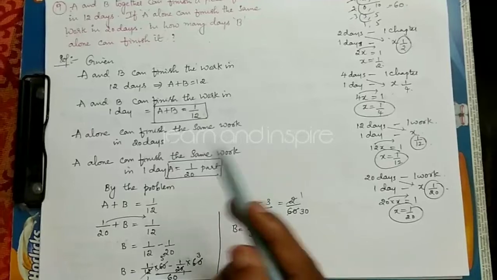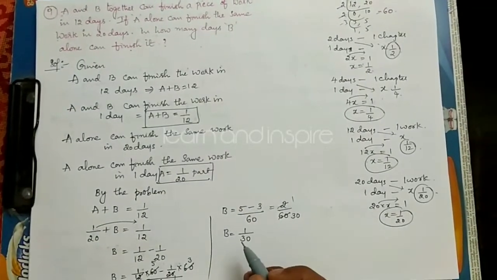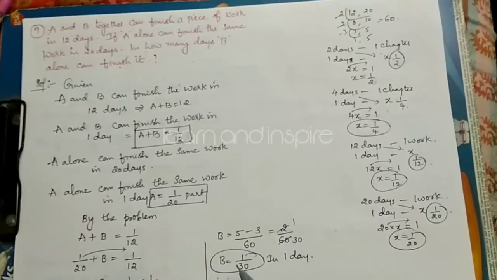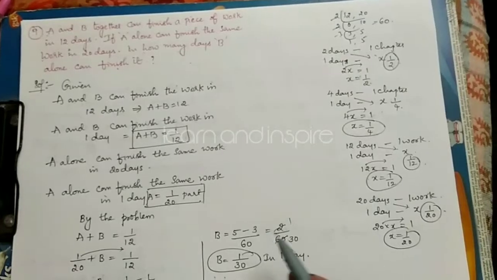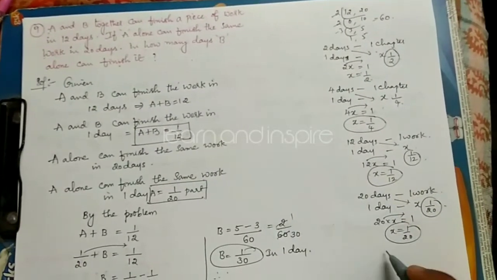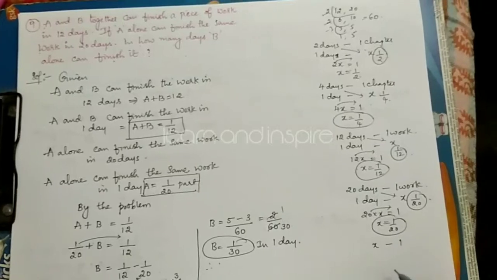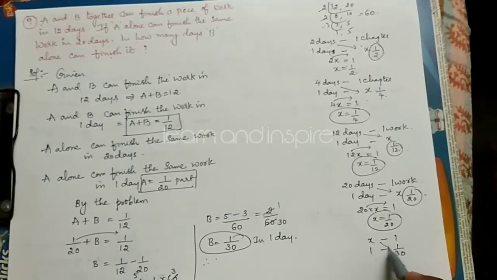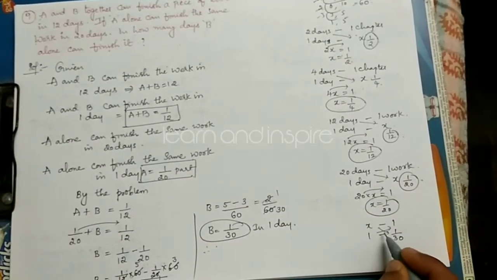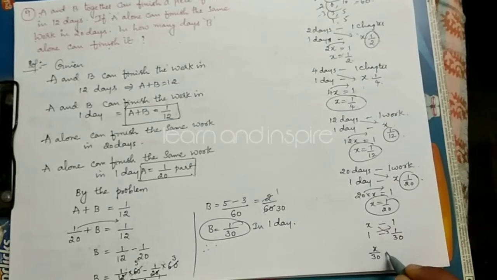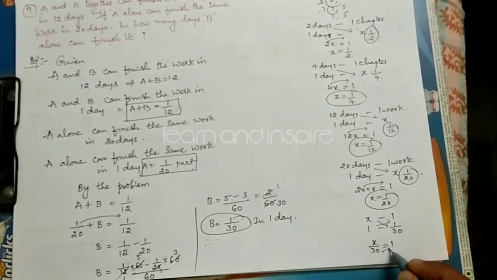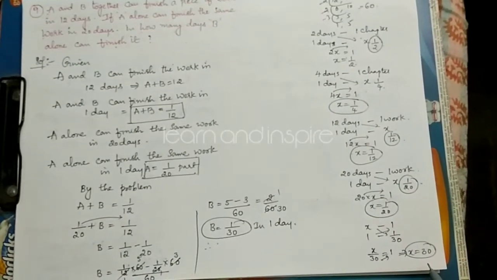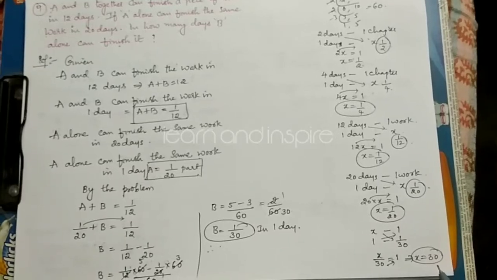Now, to complete the whole work, how many days can he take? Now we have to find the number of days he takes to complete the whole work. So in the same way, for the number of days we take x. So work is 1. In one day he completed 1 by 30th part. Okay, by cross multiplying, x into 1 by 30 is x by 30, which is equal to 1 into 1 is 1. So by cross multiplying we get x is equal to 30. That means the number of days he takes to complete the work is 30.